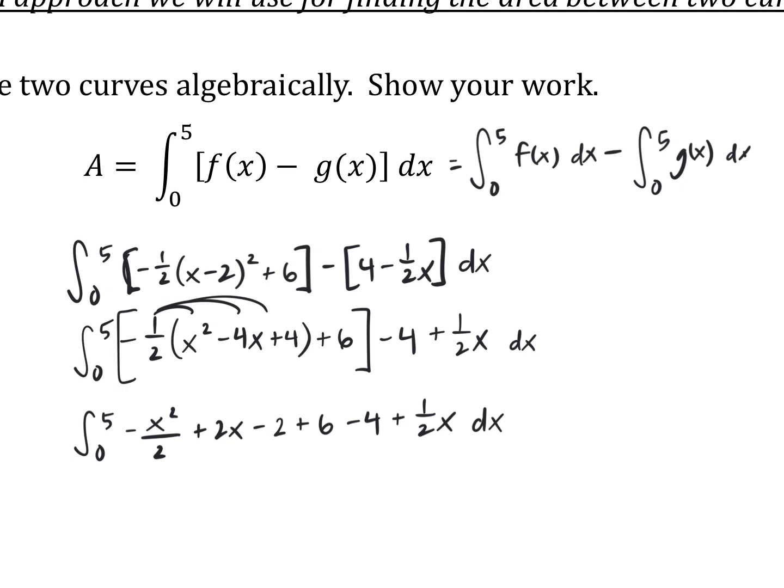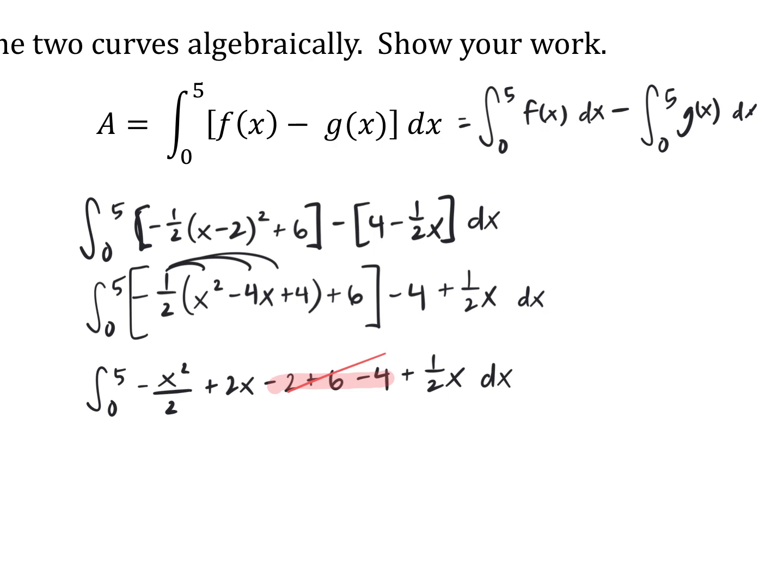Don't you love algebra? It's just so fun. Okay, what happens with this negative 2 plus 6 minus 4? What's that going to equal? 0, so that goes away. And then if I combine my like terms, combine my x's, combine my x squared, so from 0 to 5 of negative x squared over 2 plus 2x plus 1/2 x, so that would be plus 5x over 2 dx.